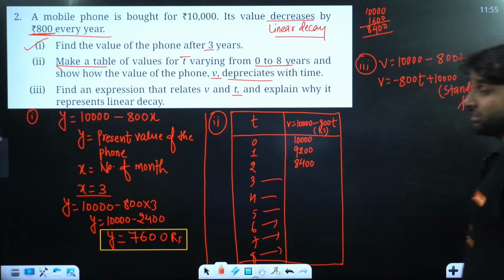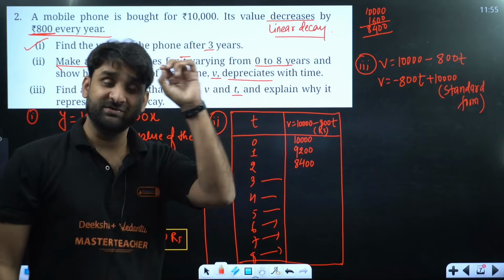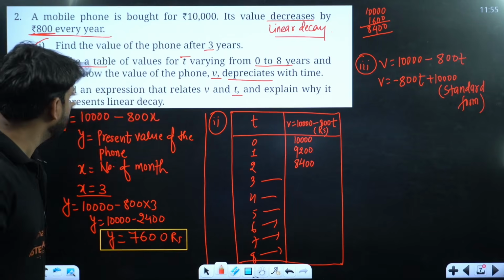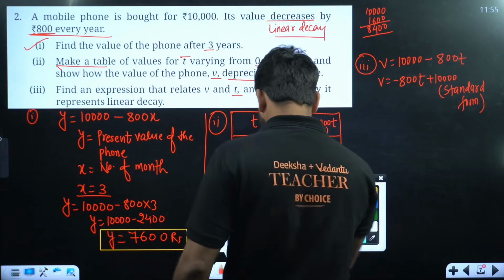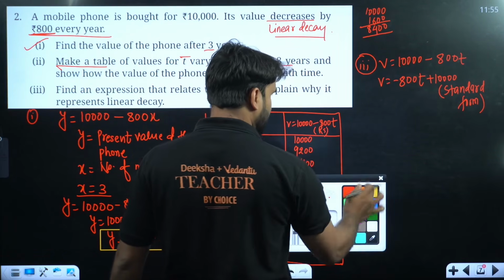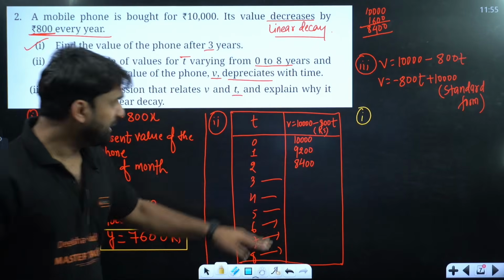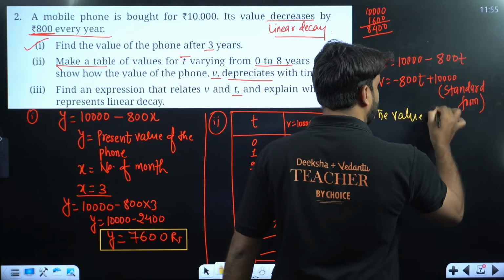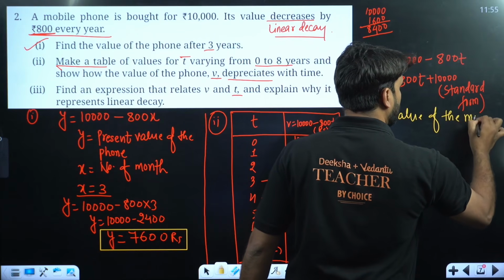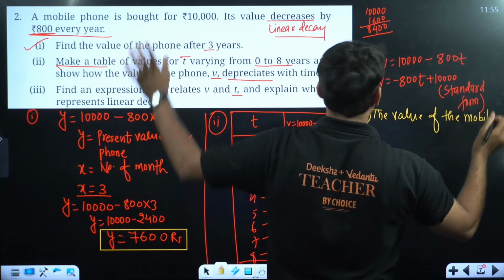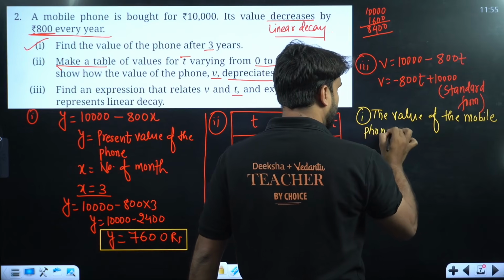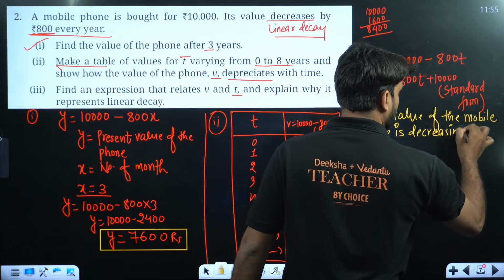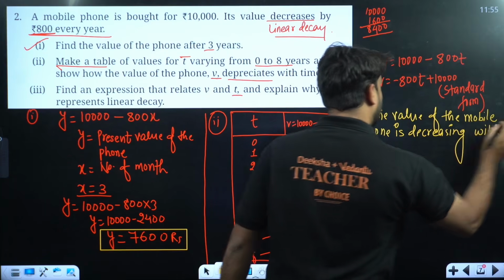So can you see here? There are two terms. That's why we can conclude that the value is decreasing. This is linear decay. The first term here is what? The value of the mobile phone is decreasing with a constant rate.